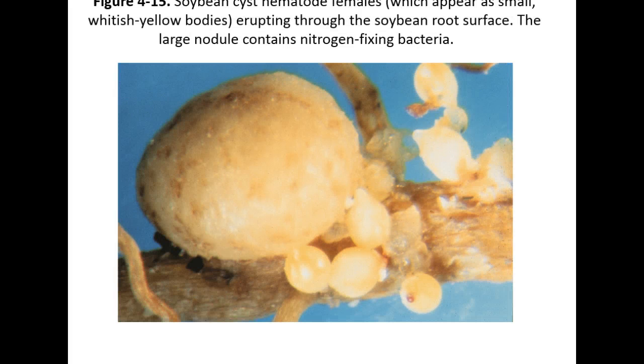And this would be a picture of a soybean cyst female. Again, these are the females coming out. They're bursting out of the stem. And this would be the nodule on a soybean root that actually has nitrogen fixing bacteria in it. So there's the nodule, and then these are the little cyst nematode females that are bursting out of the stem. So they have eggs within them. Okay, sometimes there are problems with these in greenhouses.